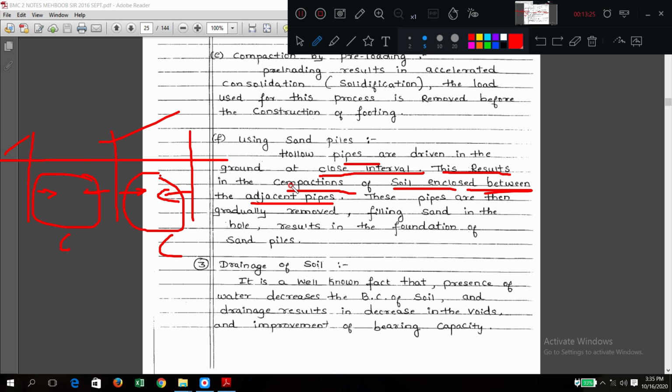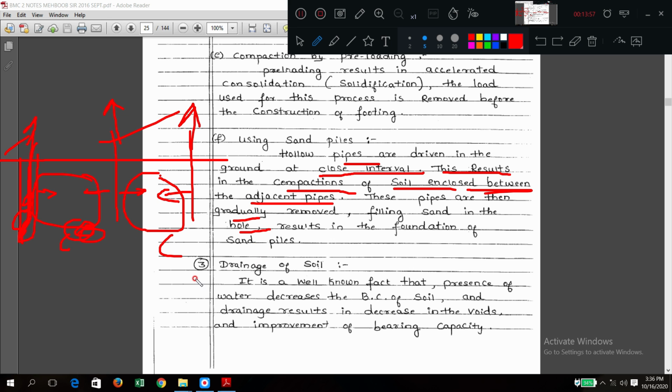These two pipes. After this, slowly these pipes are removed. So some space is there, no? After removing the pipes, you fill this with sand. After removing these pipes, some hollow portion is there, so there you can fill the sand. But here the sand is compacted. So compacted sand means improvement in bearing capacity.